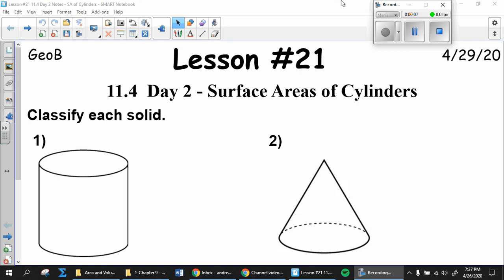Lesson number 21 is surface area of cylinders. This unit should be pretty straightforward. It's a lot of typing into your calculator. You will get a lot of answers that don't look nice, but the process is pretty simple.